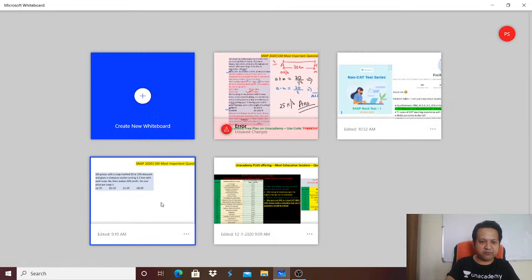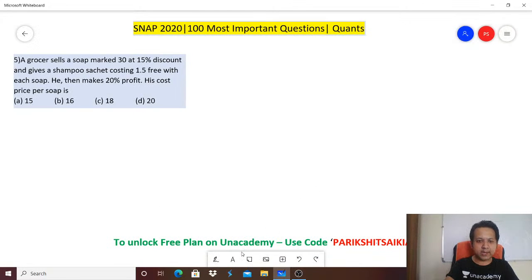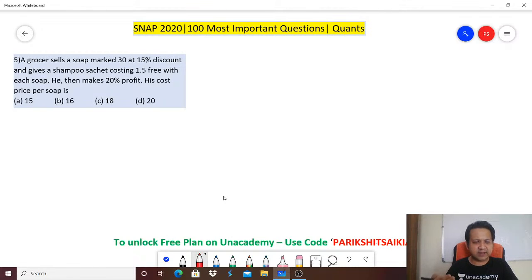Let's go to the next one. Number 5. Okay, number 5, on your screen. A grocer sells a soap marked rupees 30 at rupees 13. So basically it is rupees 30 at a 15% discount.